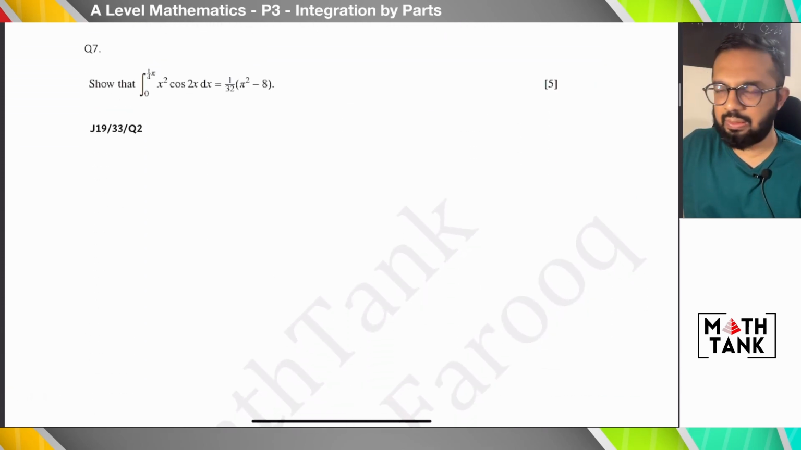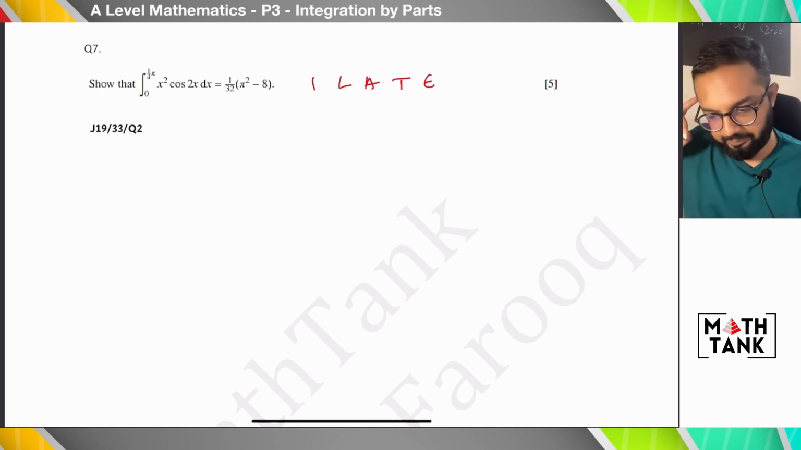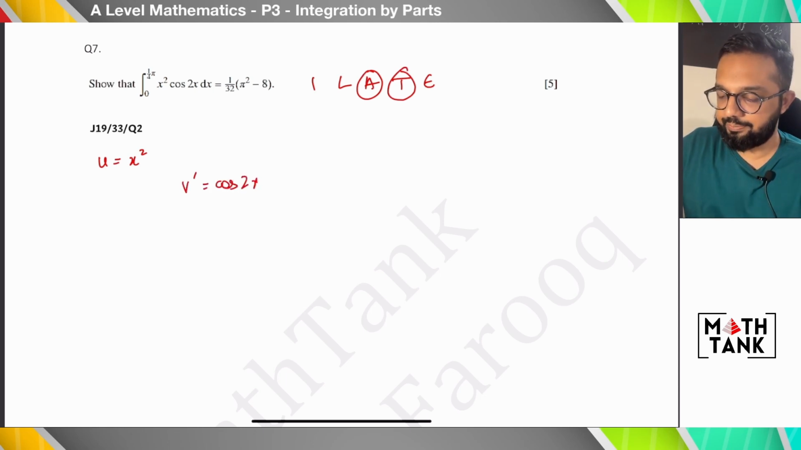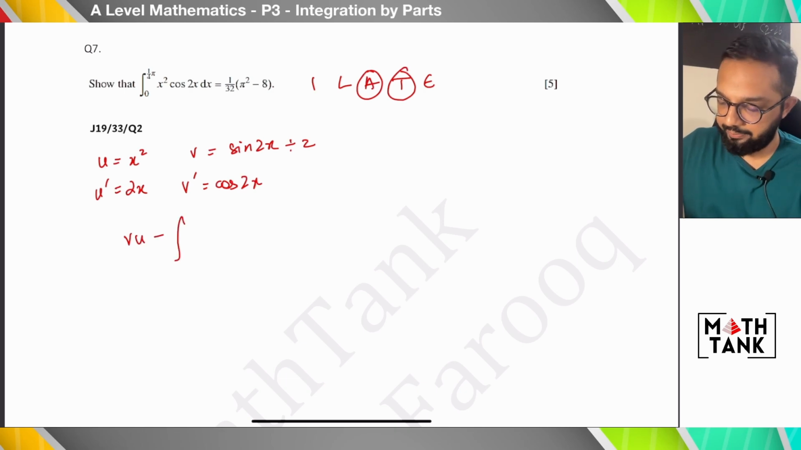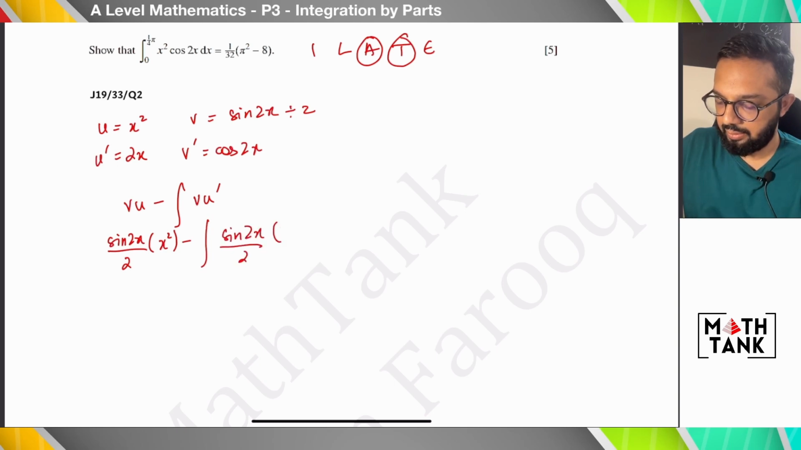Moving on to question 7. This looks relatively easy. It's a simple question on ILATE. I have algebraic and I have trigonometric. u is x squared and v dash is cos 2x. v is therefore sine 2x divided by 2. u dash is 2x. Writing down the formula quickly: vu, so sine 2x over 2 into x squared, minus sine 2x over 2 into 2x.